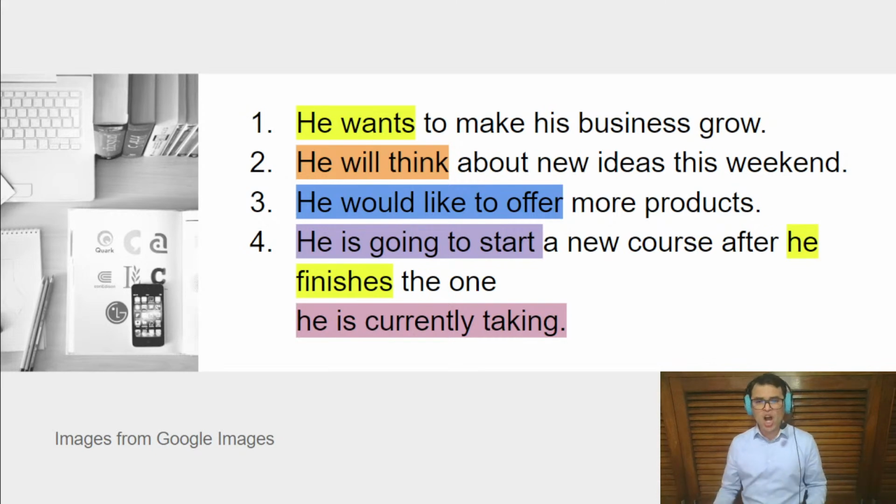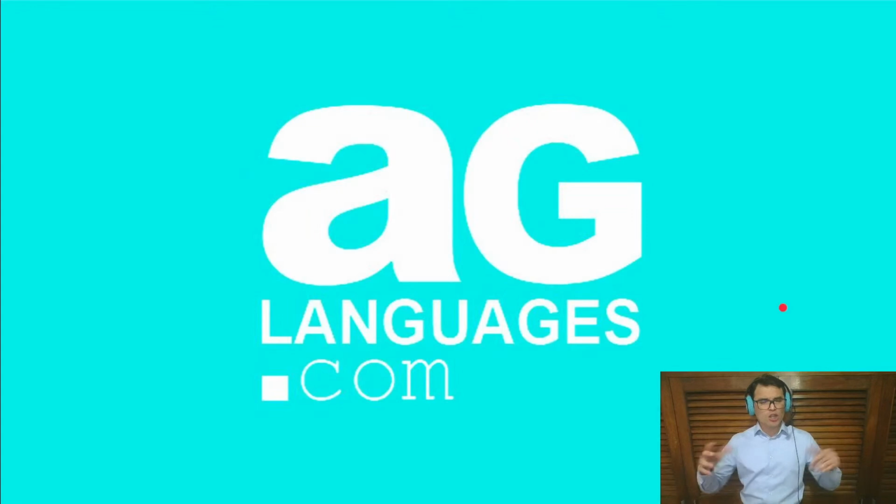Next, he's going to start a new course after he finishes the one he's currently taking. He's going to start. This is to talk about future plans. He, subject, is going to for the future. Start is your verb. He's currently taking. Present continuous. You have the subject he, the verb to be is, currently is the adverb, and taking is your verb in ing.